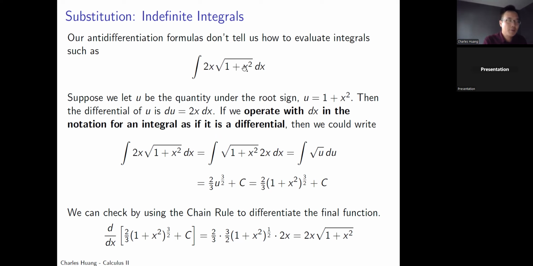And this particular one has a very special property in that it contains two parts. Normally, they will contain two parts. Here, the part was 2x, and here was the square root of 1 plus x squared. And what you'll notice is that if I make a substitution, and the substitution that we're doing here is u is equal to 1 plus x squared, then we can find this differential. We can find the differential to be du equal to 2x dx.